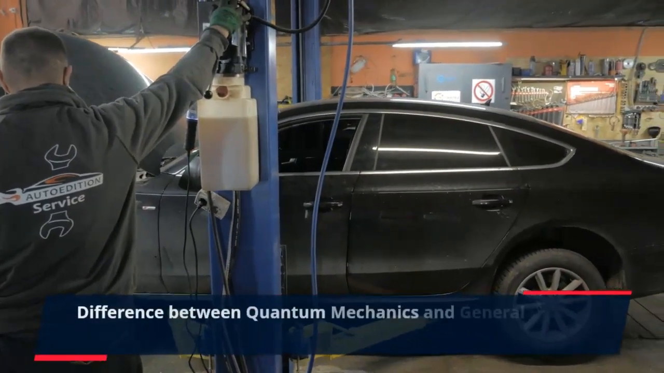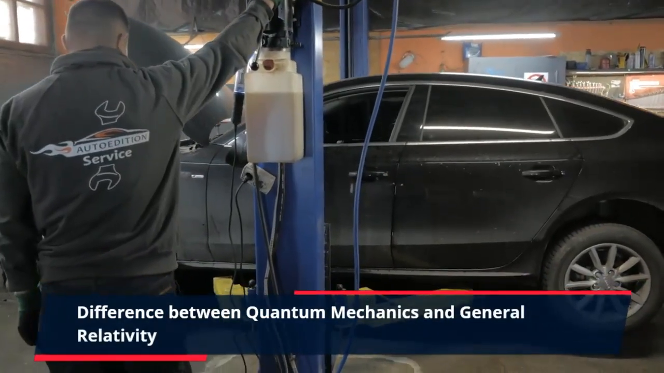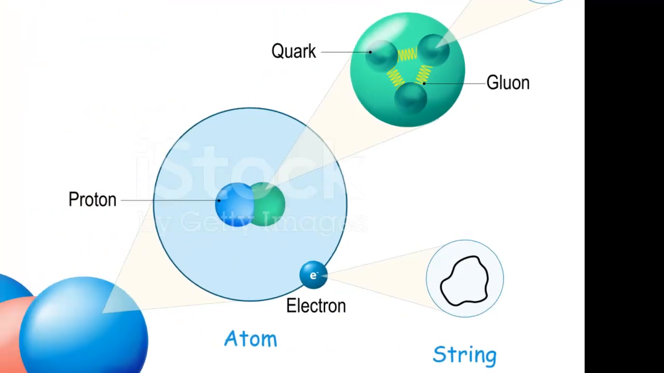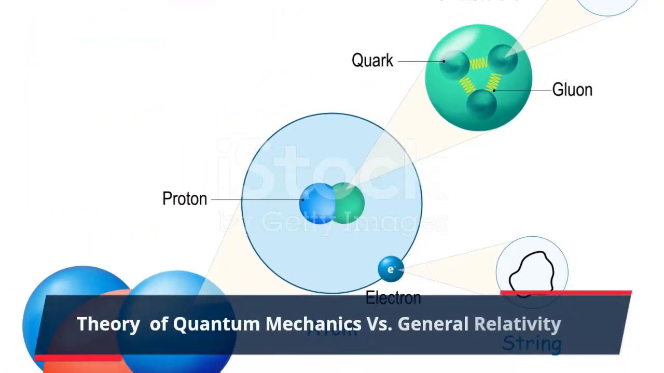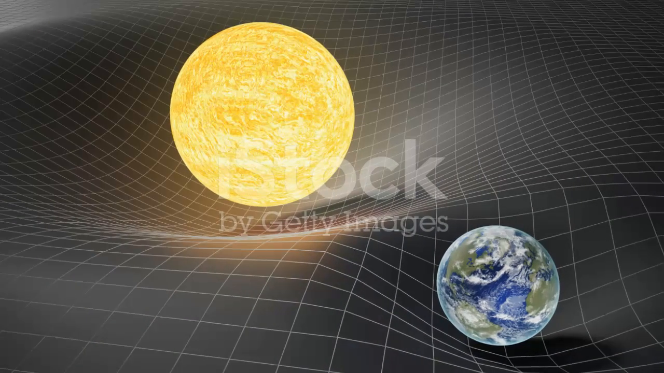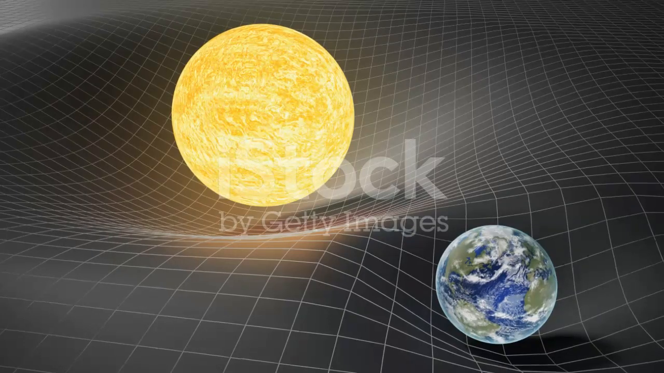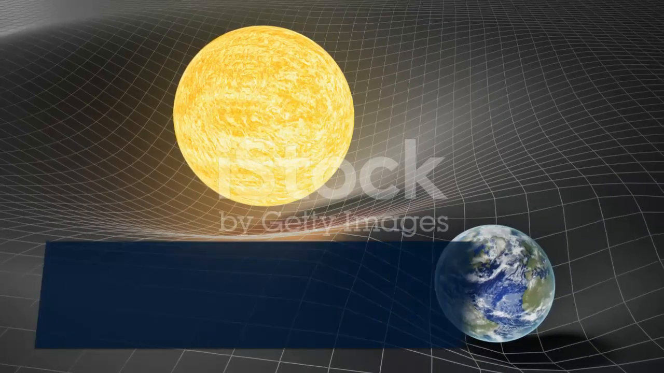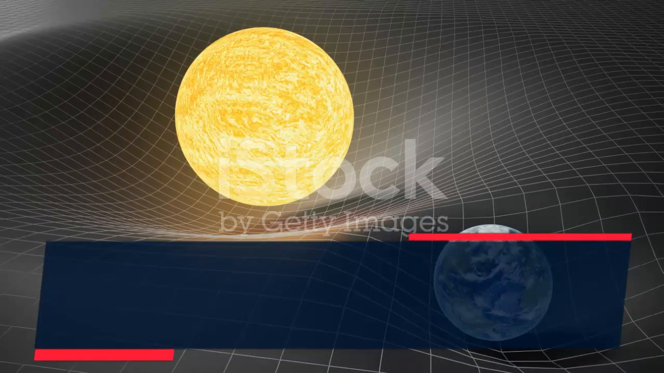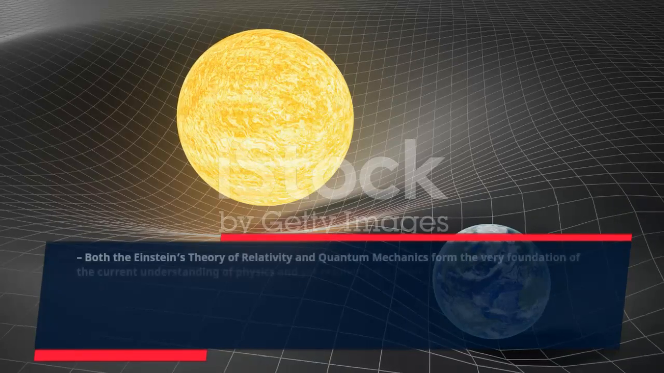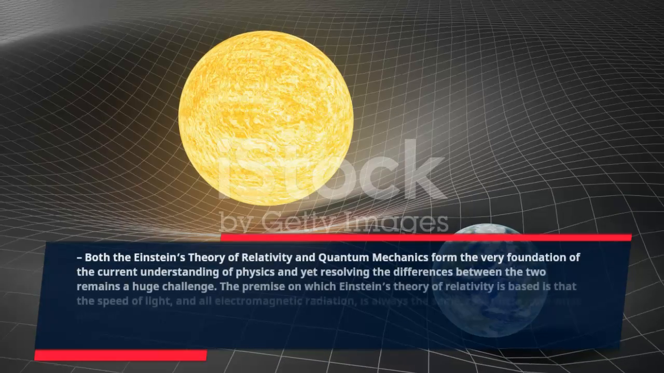Difference between quantum mechanics and general relativity. Theory of quantum mechanics versus general relativity. Both Einstein's theory of relativity and quantum mechanics form the very foundation of the current understanding of physics, and yet resolving the differences between the two remains a huge challenge.